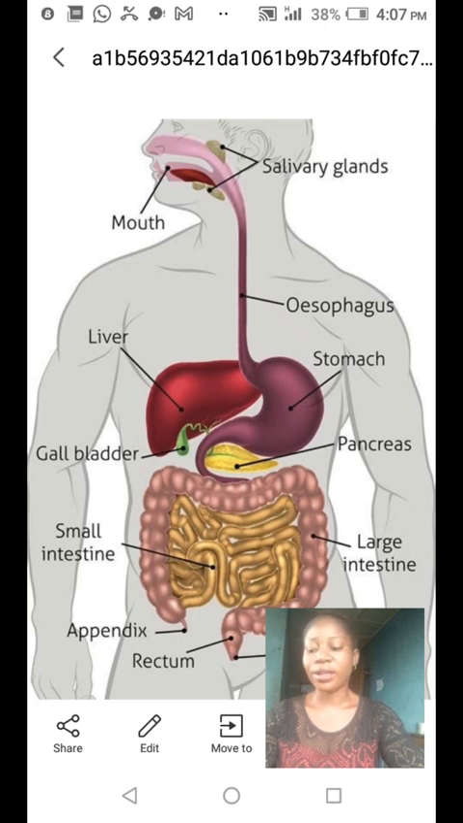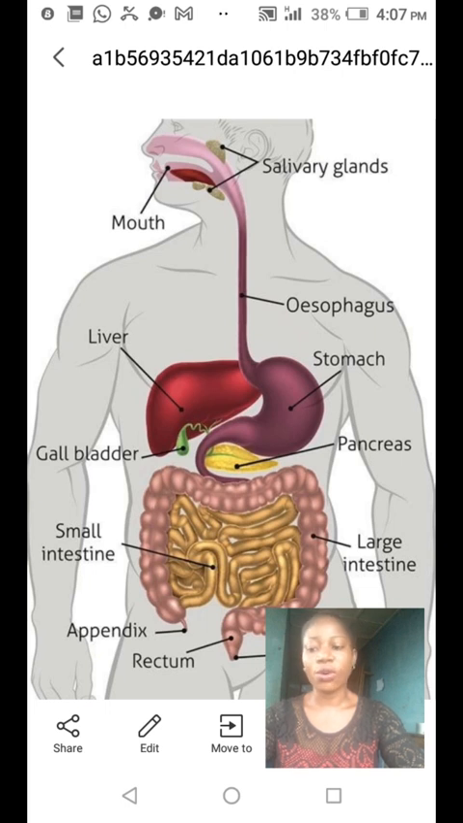Now, organ number 8 is the small intestine, otherwise known as the ileum. Now, the functions of the small intestine are just 2. The first one is that it aids in digestion of food because it contains various types of enzymes like lipase, like erepsin, like lactase, like maltase, like sucrase. So it enables it to digest food.